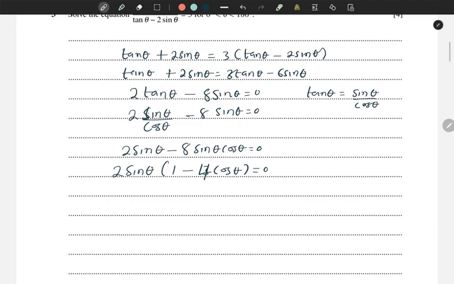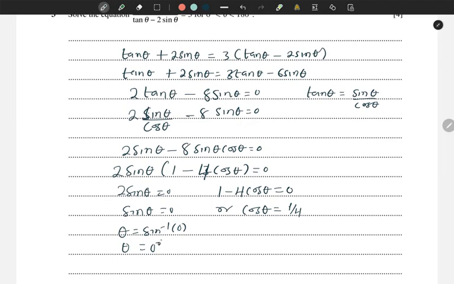Okay, so for the product of this to be 0, one of them has to be 0. So it means 2 sin theta equals 0, or 1 minus 4 cos theta equals 0. So sin theta equals 0, or cos theta equals 1 over 4. Now, what's the angle here? Theta equals sine inverse of 0, and that will give us 0 degrees. Then you take cos inverse of 1 over 4, that should give us 75.5 degrees.